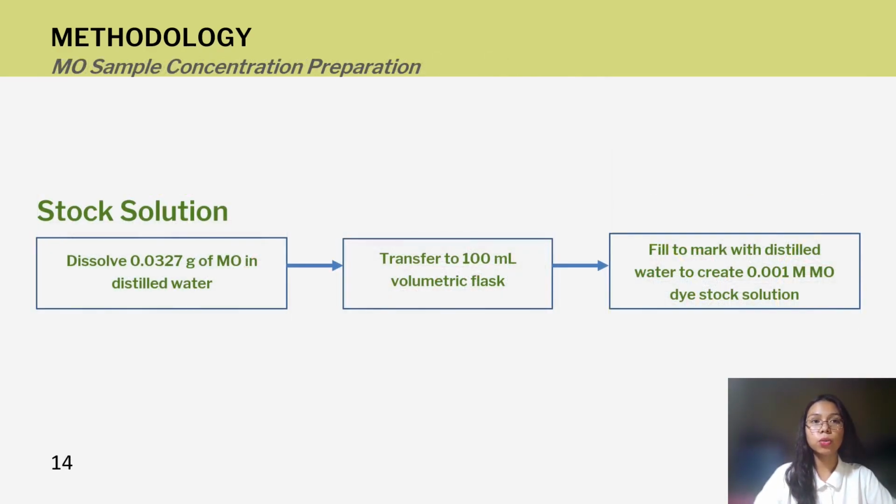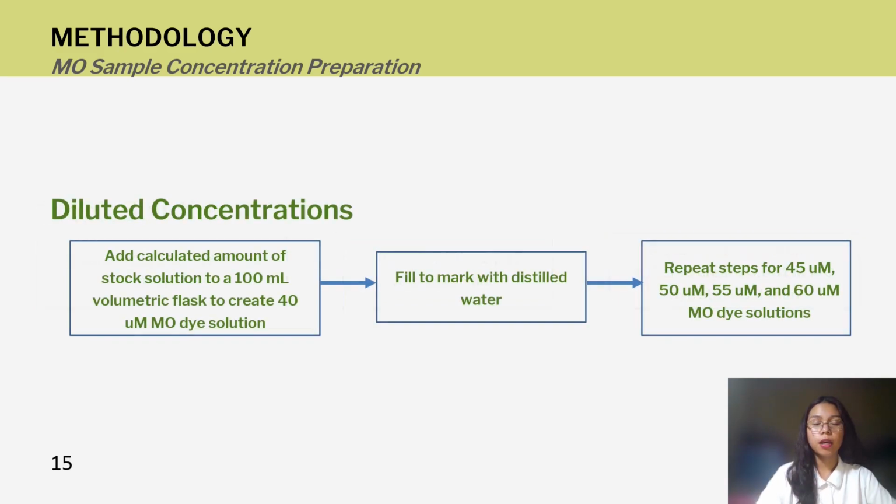Then, for stock solution preparation, about 0.03 grams of MO powder is dissolved in 100 ml distilled water to create 0.001 molar MO dye solution. Then, the general step for diluting the stock solution to the target amounts is by adding the calculated amount of stock solution into a 100 ml volumetric flask and then filling the flask to the mark with distilled water.